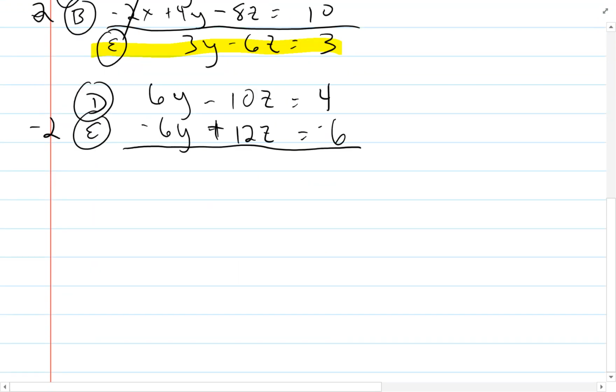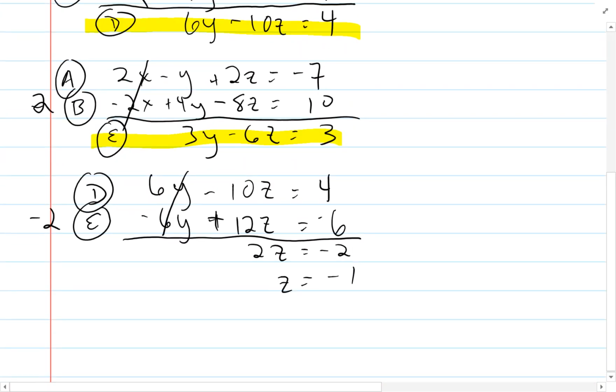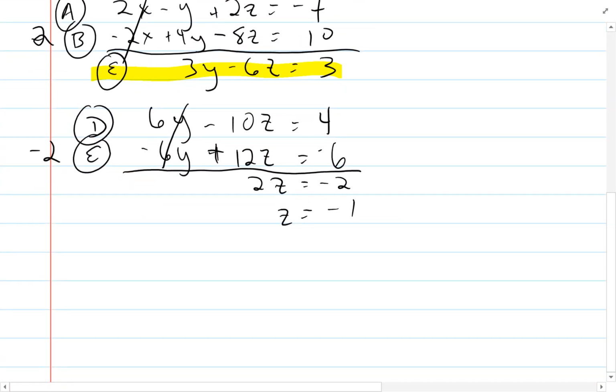Now I go through that process. Again, y's cancel out intentionally. This gives me 2z is equal to negative 2, z is equal to negative 1. So now that I know what z is equal to, I can solve it in either D or E to find out what y is. Let's just go with E.